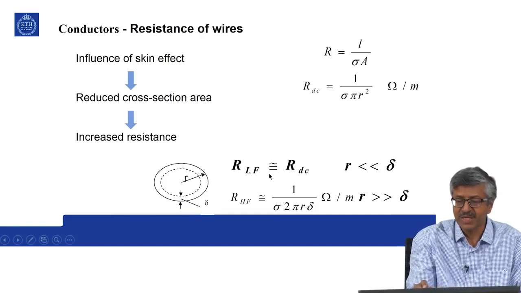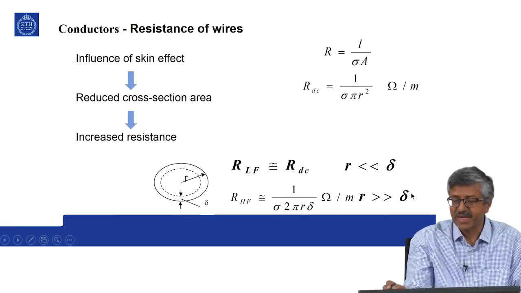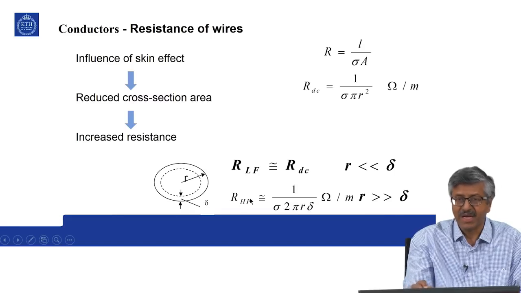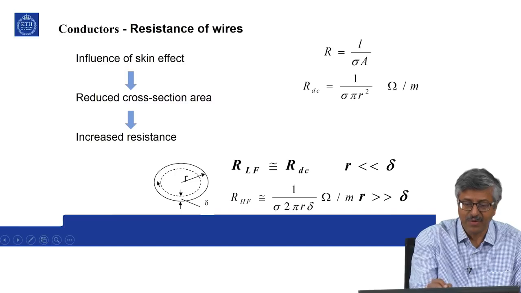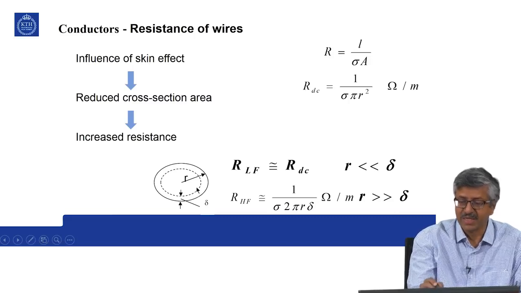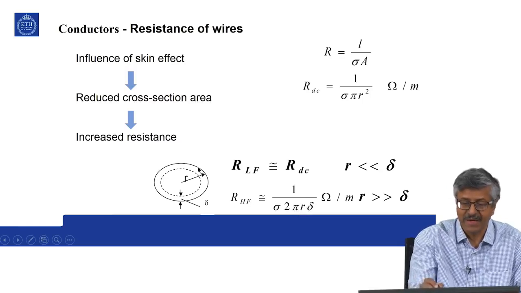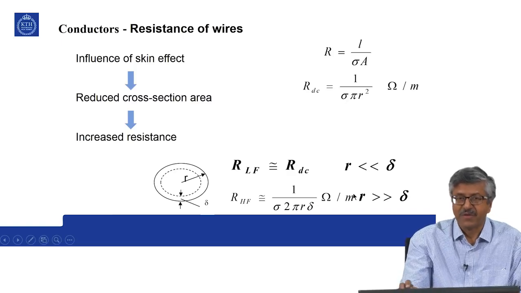So, low frequency resistance is approximately equal to the DC resistance when the radius is far less than the skin depth. When the radius is far greater than the skin depth, and the current is confined to 1 skin depth, then high frequency resistance can be approximated as 1 over sigma times the area of this small washer shaped section here, that is 2 pi r times delta. So, that will be the high frequency resistance.